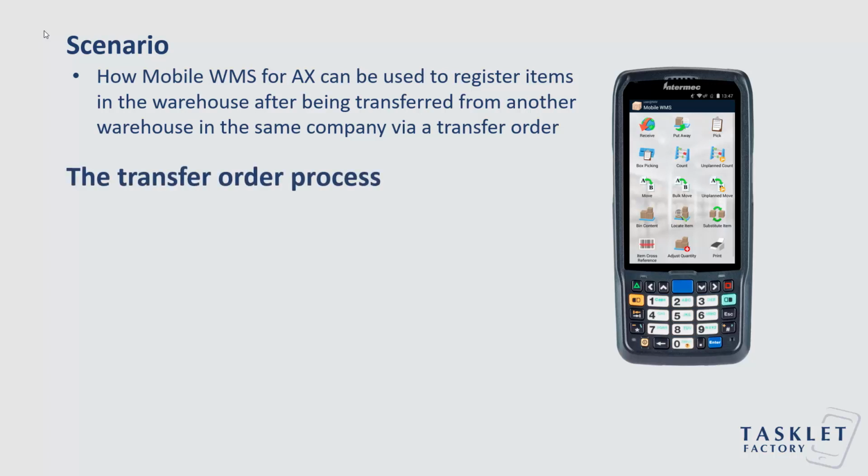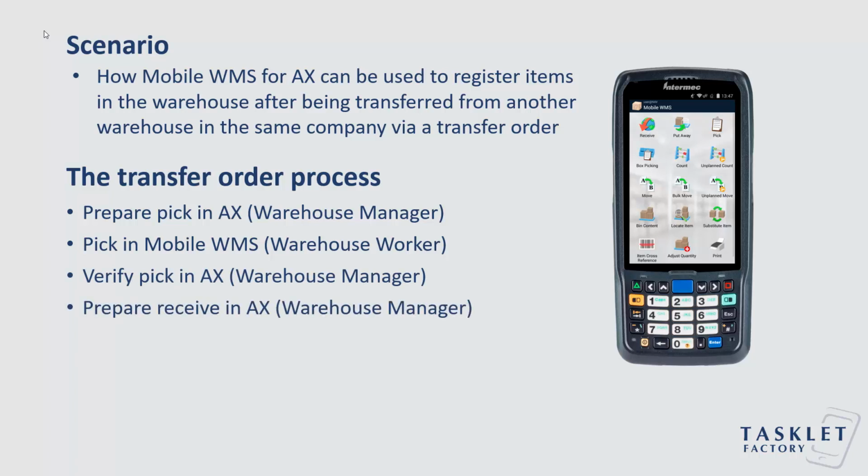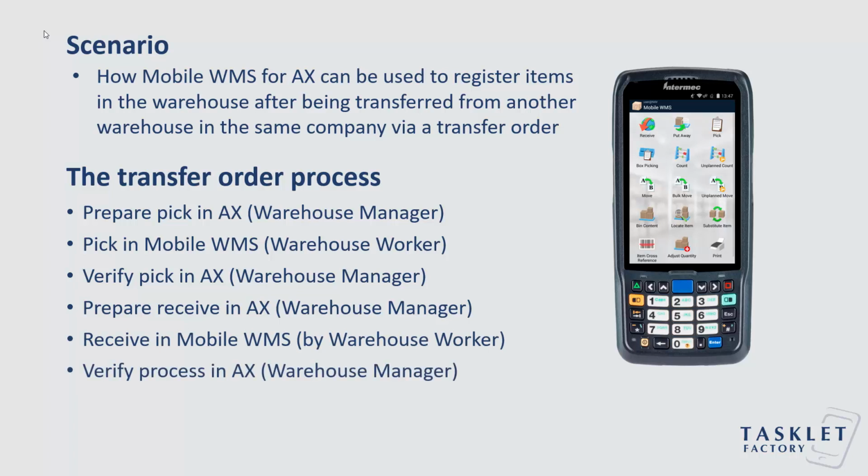The transfer order process consists of the following steps performed by a warehouse manager and a warehouse worker. And that is, prepare pick in AX, pick in Mobile WMS, verify pick in AX, prepare receive in AX, receive in Mobile WMS, and verify process in AX. But first, let's have a look at the order.